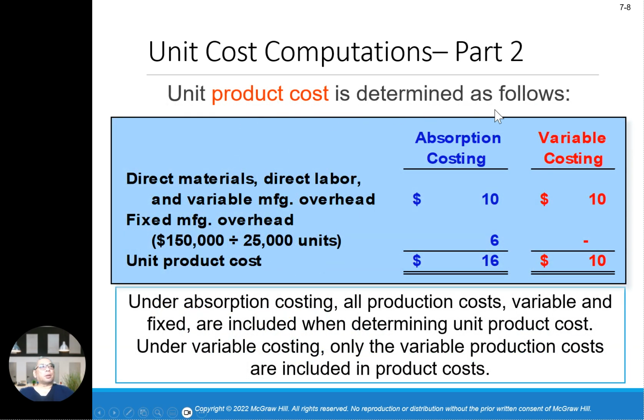Unit product cost using absorption costing is going to be like this. Absorption costing is going to be $10 plus the fixed overhead of $6, while variable costing will be $10, because fixed overhead is included in the unit product cost only under absorption costing. Under absorption costing, all production costs, variable and fixed, are included when determining unit product cost. Under variable costing, only variable production costs are included in product costs. Okay, so this is where the big difference is. Absorption costing includes manufacturing overhead.